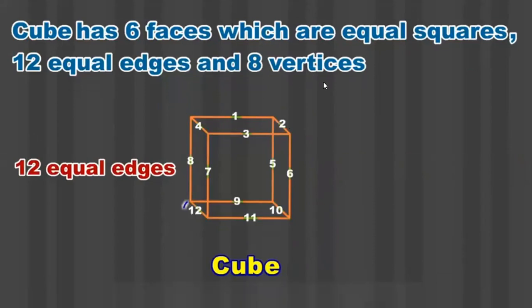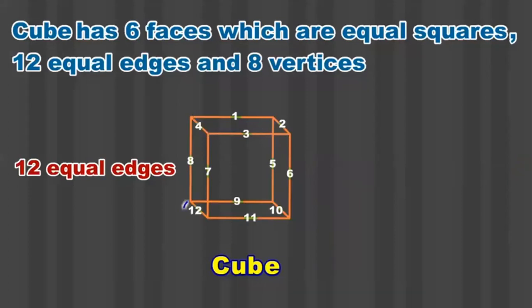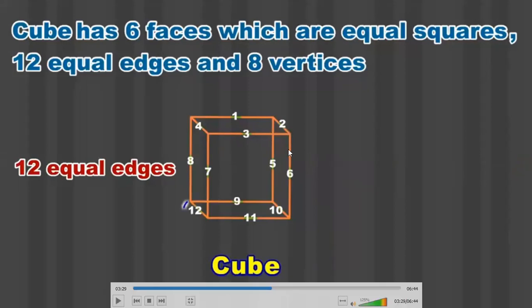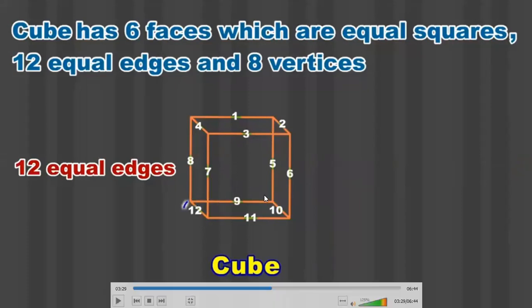Look at when we talk about the edges in the cube. So there are 12 equal edges. I told you about the edges. Edges are the lines by which one face meets another face. So you can see this is the first line, second, third, and fourth, right? Then fifth, sixth, seventh, and eighth, all the vertical lines. Then on the bottom, 9, 10, 11, and 12. So there are 12 edges.